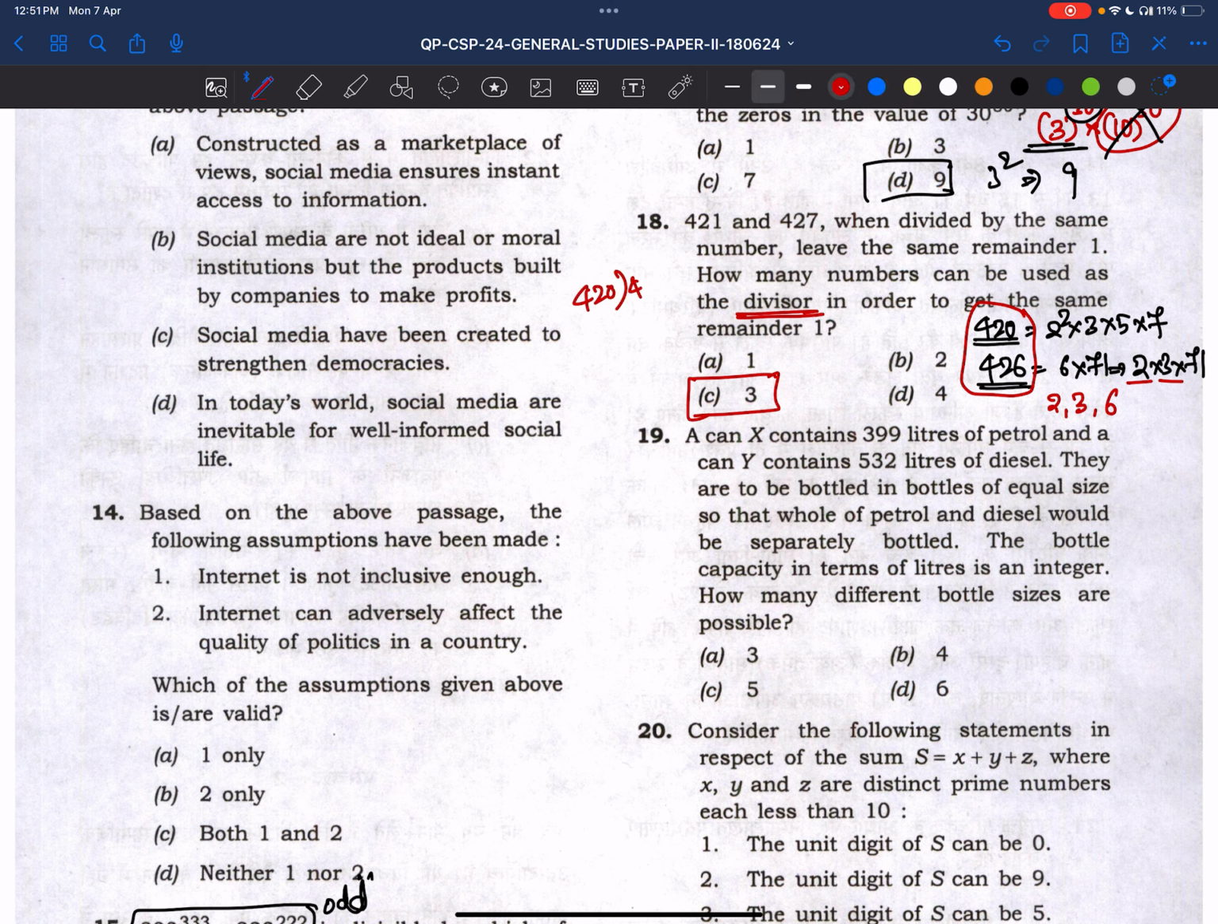426 divided by 420, what is that? Remainder is 6. Now we'll divide this: 420 by 6 gives 70, so the highest common factor is 6. We can't go beyond 6. See, 2 is one divisor, 3 is one divisor, and 6 is one divisor. So there are only 3 divisors. By dividing 421 and 427, we'll get remainder as 1.